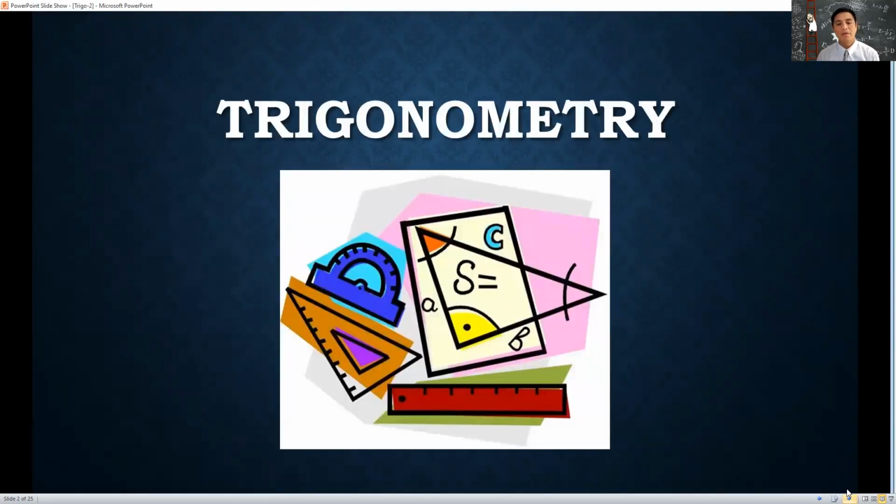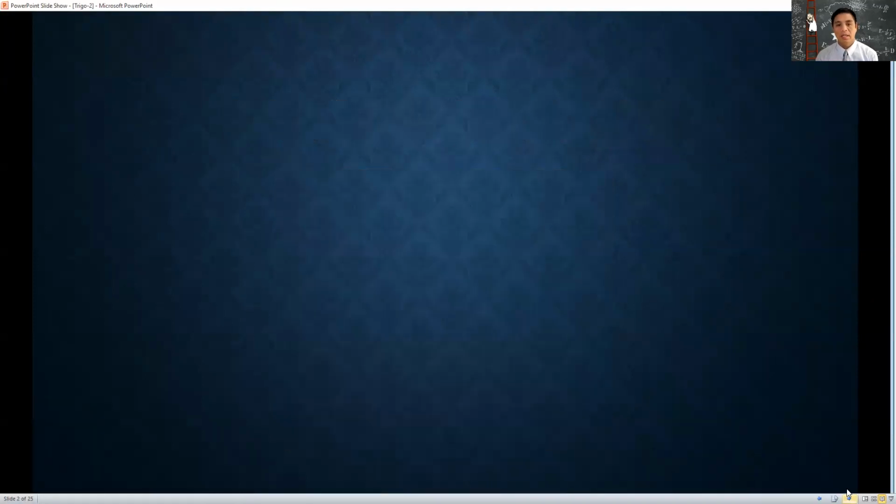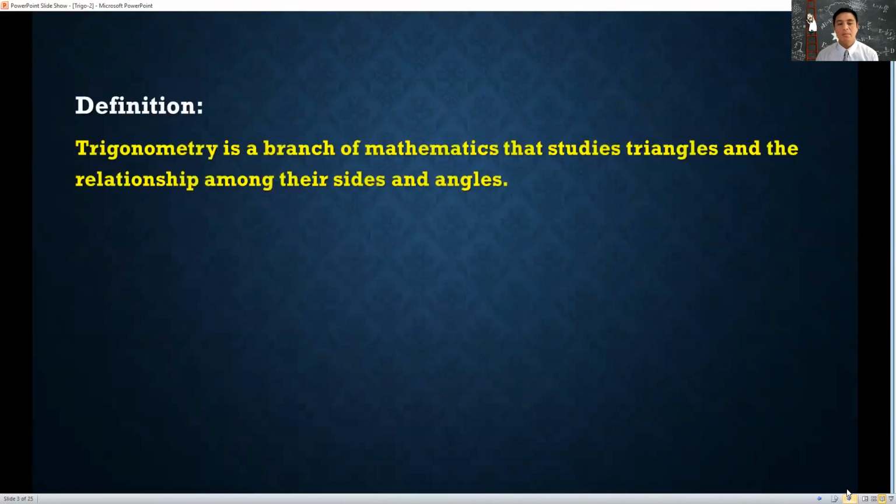Okay, so many of you would think of triangles. And that is correct because the definition of trigonometry is that it is a branch of mathematics that studies triangles and the relationship among their sides and angles. So this is the formal definition of trigonometry. So we only study triangles and the relationship among the sides and angles of the triangles.